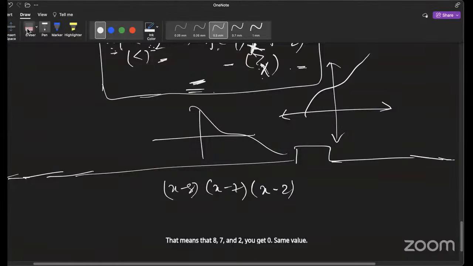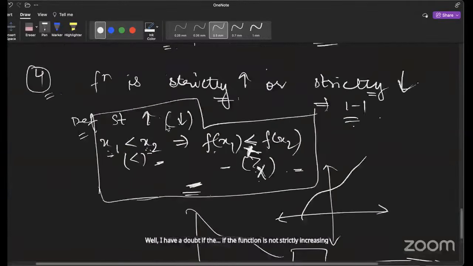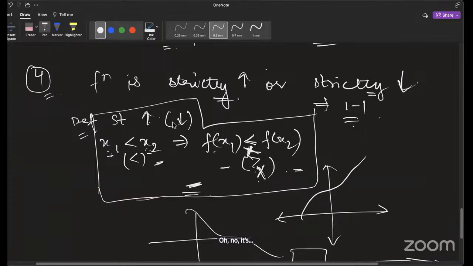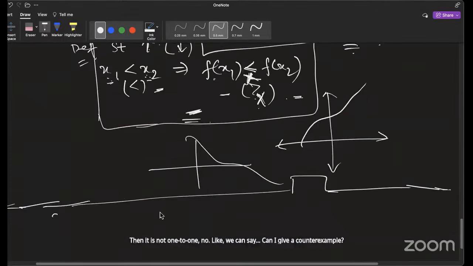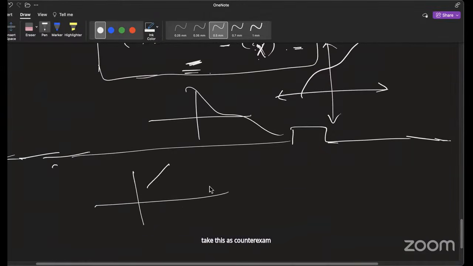Ma'am, I have a doubt. If the function is not strictly increasing or decreasing, then it is not 1-1, can we say that? No, you can't say that. Let's take a counterexample. This is a function, and then this is it. And the domain does not include this part. There's nothing here, based on the domain. So obviously a discontinuous function. But then it's increasing here, decreasing here, and it is still 1-1. Okay, got it. Thank you.